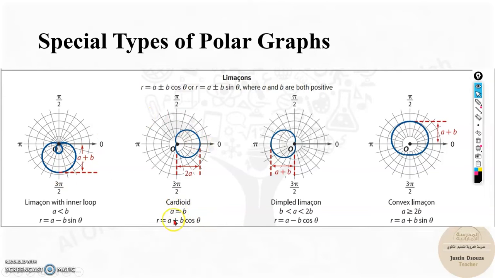A limaçon has the same standard form, but the only difference is that a and b, the constant values, are equal. If it was r equals 2 plus 2 cos theta, then it's called a cardioid. Only when these two are equal. But if a is less than b or greater than b, or in different cases, you will always get a limaçon itself, but it'll be dimpled, convex, or with an inner loop.